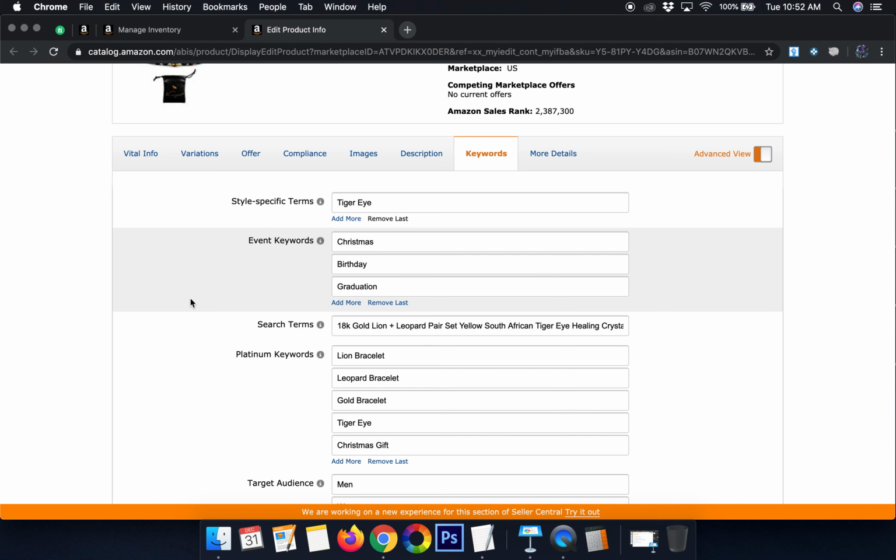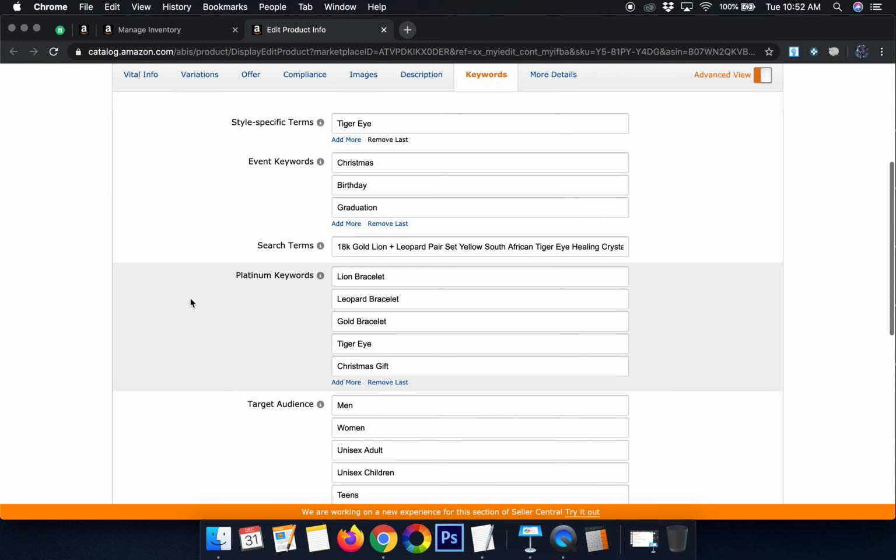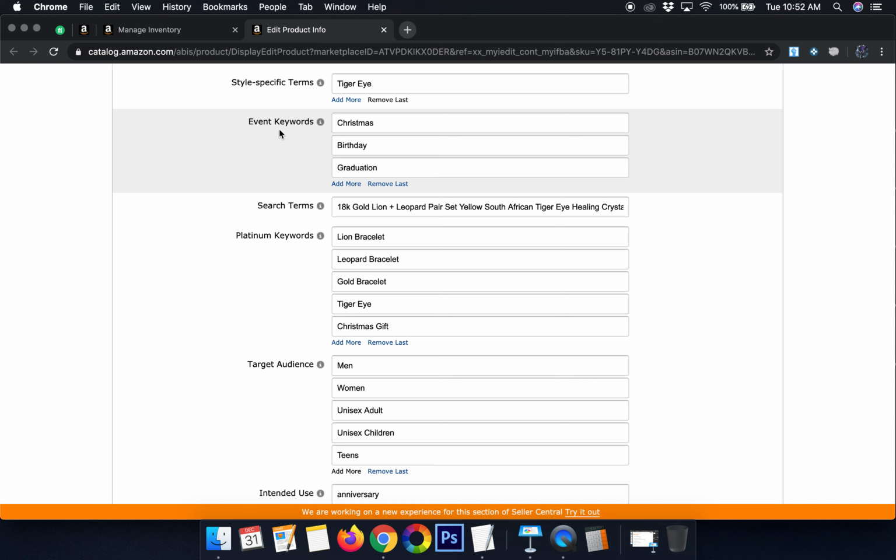Here in keywords is where you're also going to specify more into detail what your product is. These are the more important keywords that are going to be searched when people are looking on Amazon for a product. For instance, the style specific terms. I found that one of the top keywords for my product is tiger eye. So I just used this one keyword for the style specific terms of the style of my product. Event keywords. What kind of events is your product mainly used for? Again, when people are searching for birthday gifts or maybe Christmas gifts or graduation gifts, your product will pop up under these keywords. And these are all open to you. You can change them as much as you want or keep them the same. If you keep them the same, it gives Amazon more time to work on your product and help it rank more to the front page.